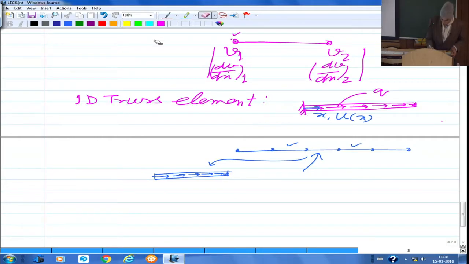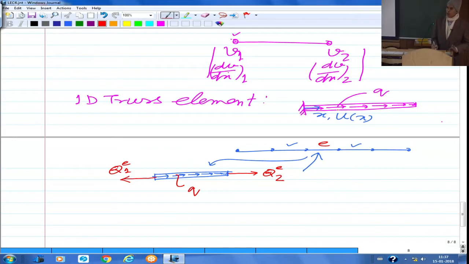So the axial force is, let me say that this notation I am going to use, this is Q1, and let us say this is Q2, and this is element number, let us say E, so I'll also put the superscript E here, and this is your distributed force Q which was already acting there. So this is a free body diagram of the element.